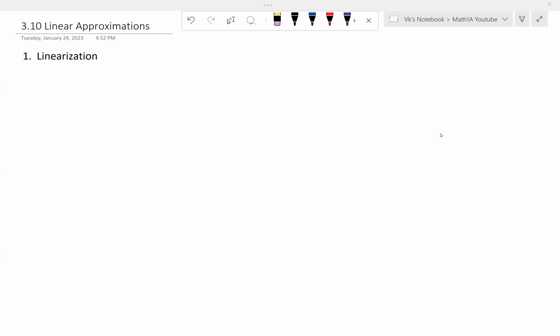Hi everyone, welcome to section 3.10, linear approximations. In this section, we cover two things: linearization and differentials.